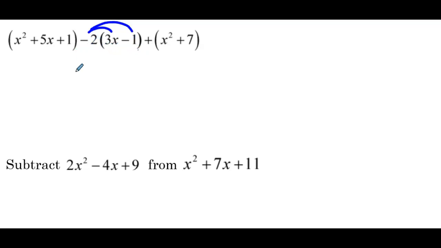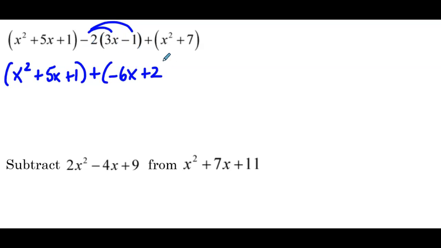That's going to turn this into an addition between the two first polynomials. So x squared plus 5x plus 1. Then we're going to get plus negative 6x and then plus 2. And then we'll have plus x squared plus 7. So in this example, I'll mark it up by identifying the like terms.